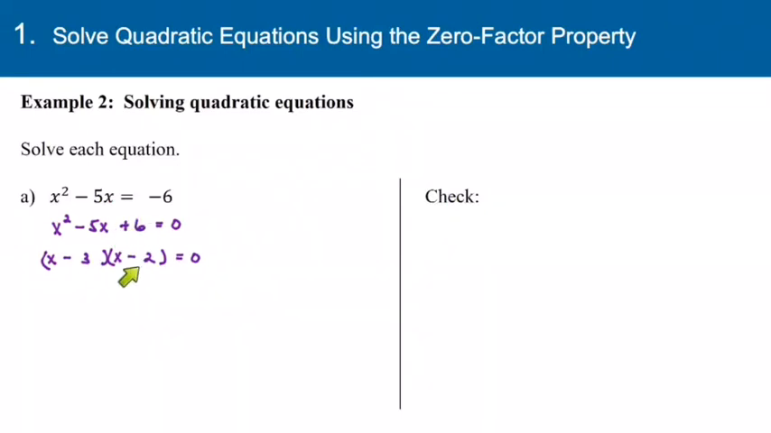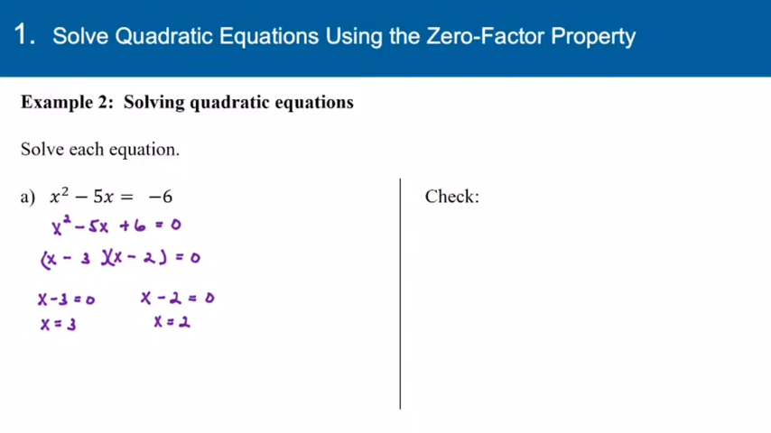Now that we have our factoring and we know it's equal to 0, now we can write either x minus 3 equals 0 or x minus 2 equals 0. If x minus 3 equals 0, we add 3 to both sides, x equals 3. If x minus 2 equals 0, then of course x equals 2. And so those are our two solutions.